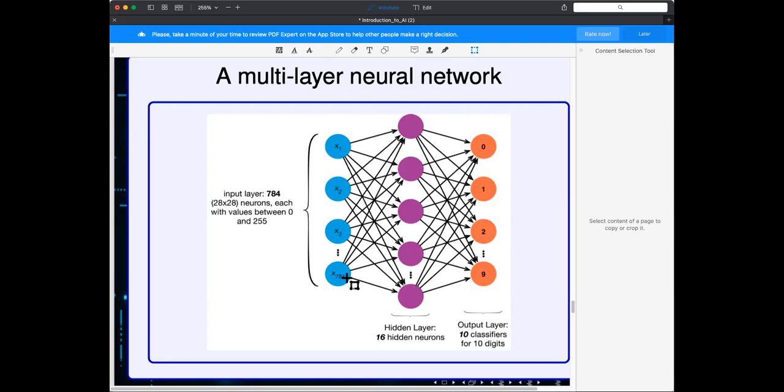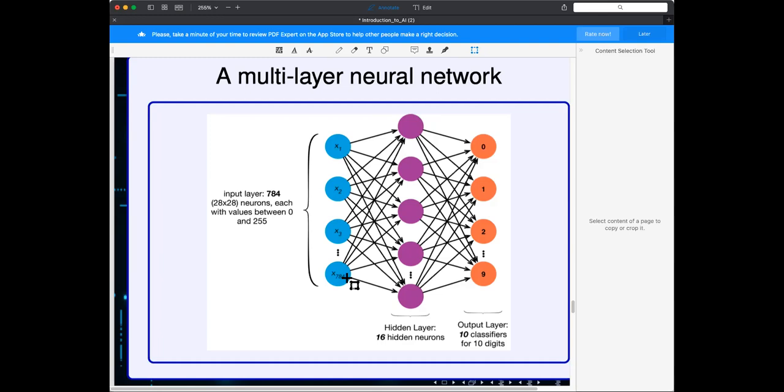As an example, let's say you are building, for no reason, a neural network that learns the OR gate. The OR gate: zero or zero is zero. Zero or one is one. One or zero is one, and one or one is one, okay?